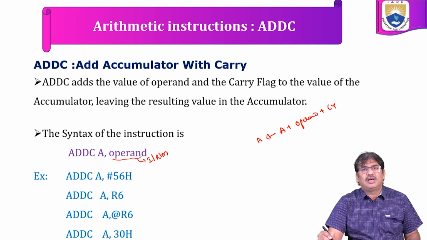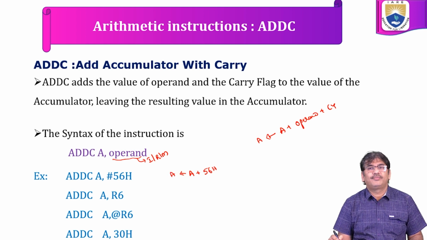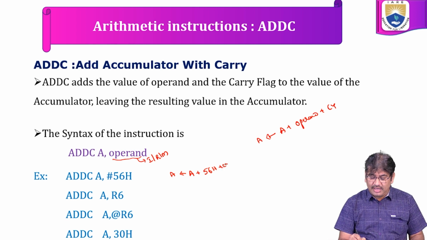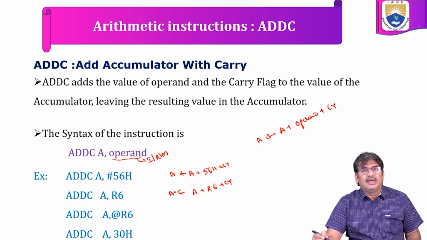Few examples are ADDC A, #56H. So #56H is immediate data. The accumulator contents will be added with the 56H and the result will be placed in the accumulator. ADDC A, R6 along with the carry flag. Here the contents of the accumulator will be added with the register R6 along with the carry flag and the result will be stored in the accumulator.